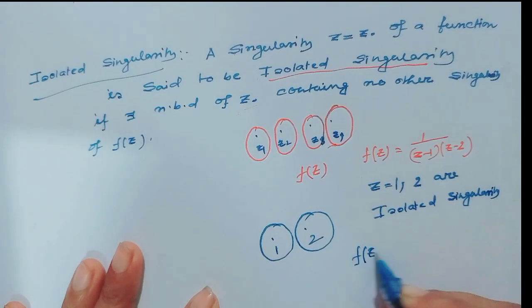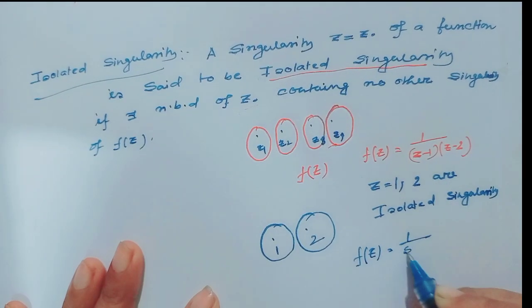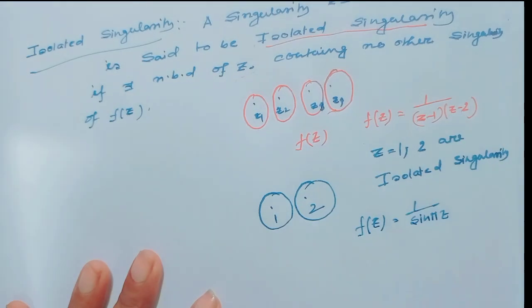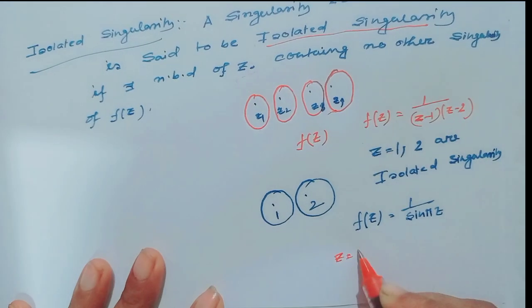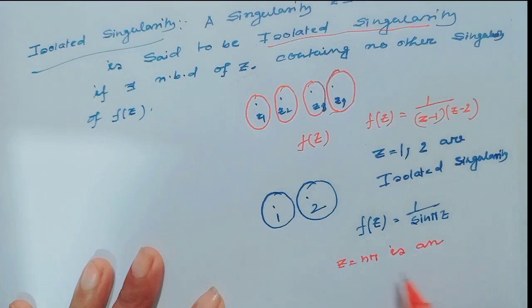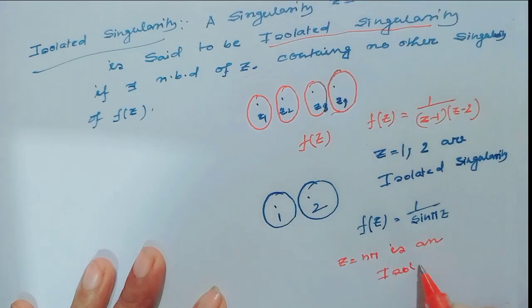Similarly, if f(z) equal to 1 over sin(pi z), then z equal to n is an isolated singularity.